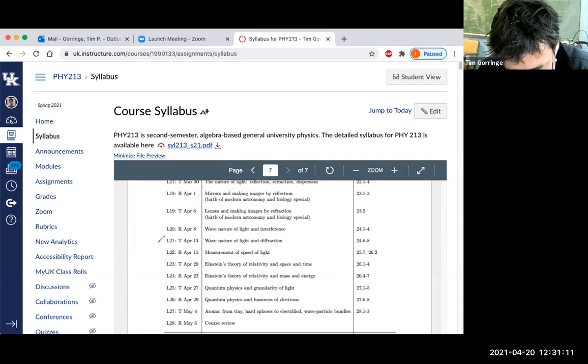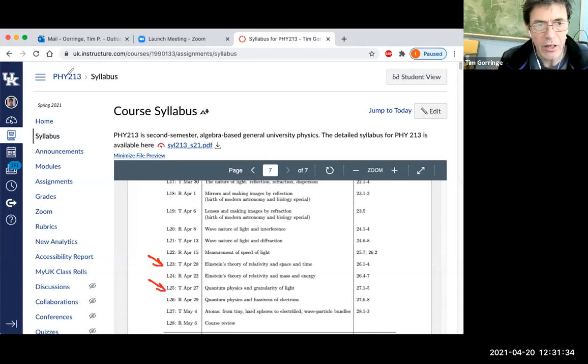So in the syllabus, you see that here. Here we are beginning relativity, today and Thursday. Here we are beginning quantum physics next Tuesday, Thursday, and the following Tuesday.